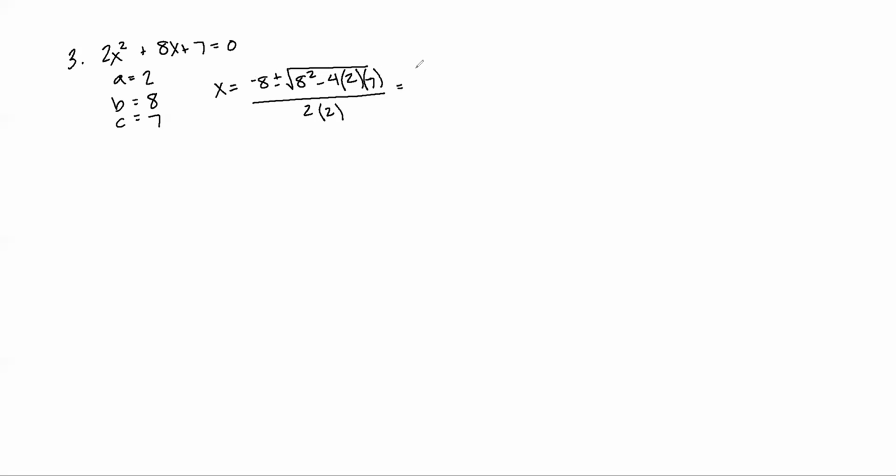So simplifying a little bit, we'll leave that -8 plus or minus. Now 8 squared is 64, and we have a minus. There are no other negatives, which means this is going to be a negative. 4 times 2 is 8. 8 times 7 is 56. All over 2 times 2 is 4. Now, if we go ahead and simplify, we have -8 plus or minus the square root of 64 minus 56 is 8, all over 4.